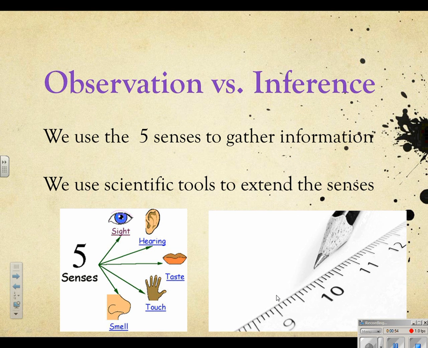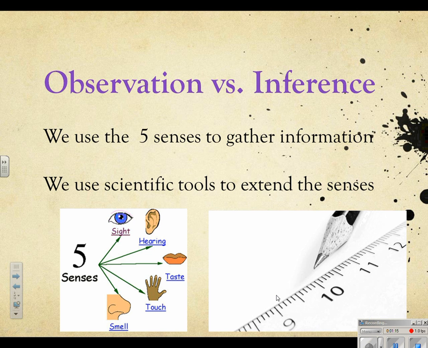So to start with, we need to understand and review a little bit about observations and inferences. So we know that we have 5 senses: sight, hearing, taste, touch, and smell. We use those to gather information. So we can see what a mountain looks like. We can hear the wind. We can hear the water. We can touch things. But in order to extend those senses, we need to use some scientific tools.